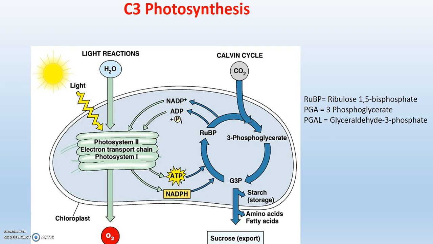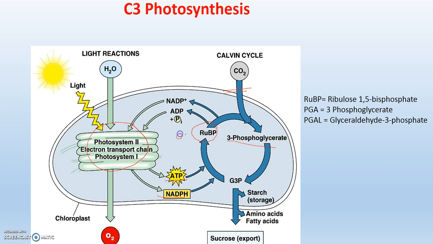Alright, let's look at C3 photosynthesis first, what we've already done before. So here, as you can see, through the light reaction using photosystem 1 and photosystem 2, you have produced ATP and NADPH. Now comes the second part, that is the Calvin cycle. For the Calvin cycle, carbon dioxide is taken in, grabbed by ribulose 1,5-bisphosphate to form a 3-carbon compound.